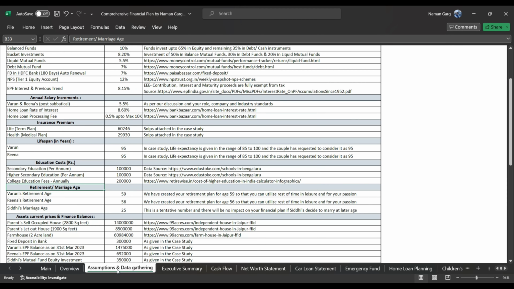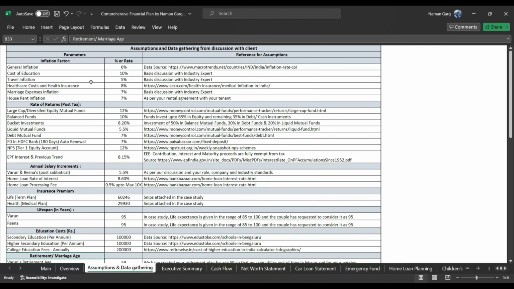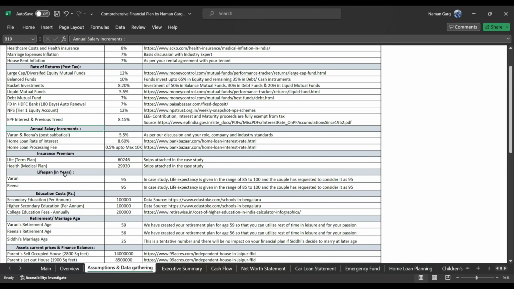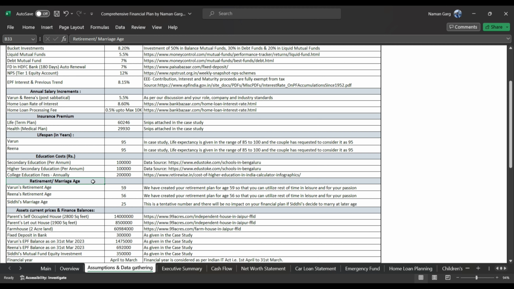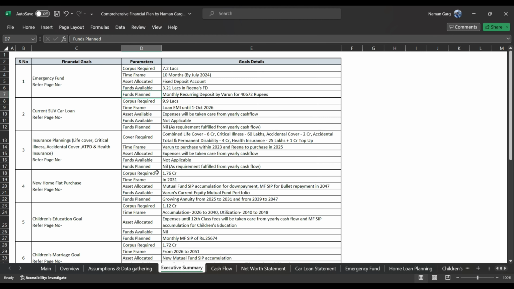Now, starting with assumptions and data gathering. In this sheet, as you can see, you will have a holistic view of all kinds of assumptions for different inflation rates, rates of return, annual salary increments, lifespan, education cost, retirement and marriage age, etc. This will be the base of your complete financial planning and hence will be discussed with you while preparing your financial plan.